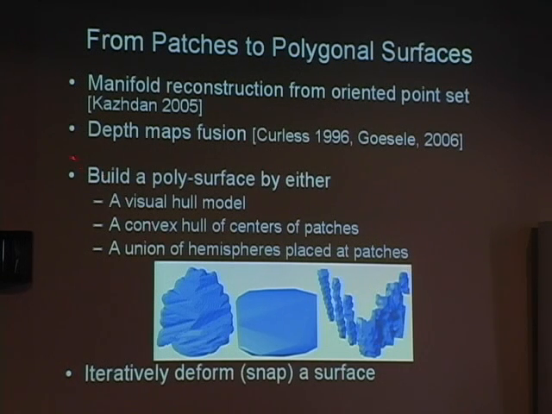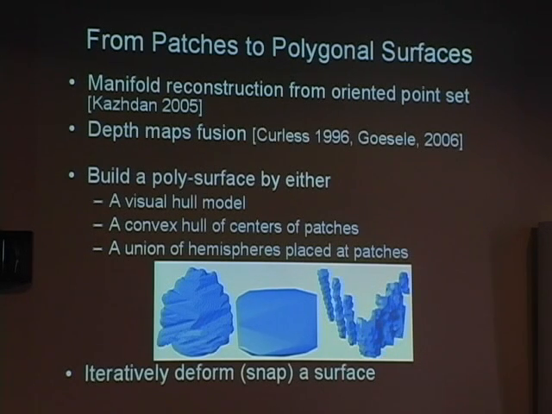So first, we somehow build a polygonal mesh model as an initialization. If you have foreground background segmentation, you can build a visual hull model, which gives you an initial mesh. And if you don't have segmentation information, then you can, for example, compute a convex hull of centers of reconstructed patches as an initial surface. So this is the visual hull for one data set. This is the convex hull of centers of all the reconstructed patches. And here's another way of initializing the mesh.